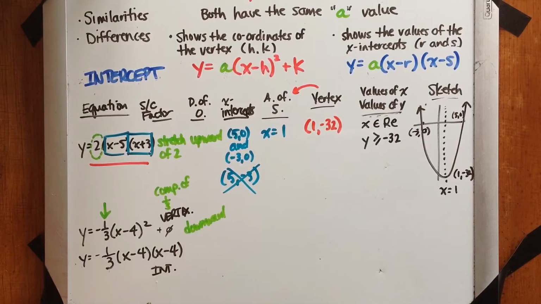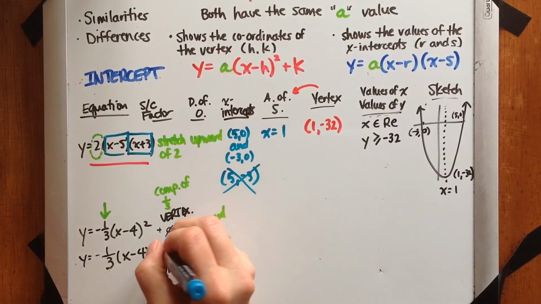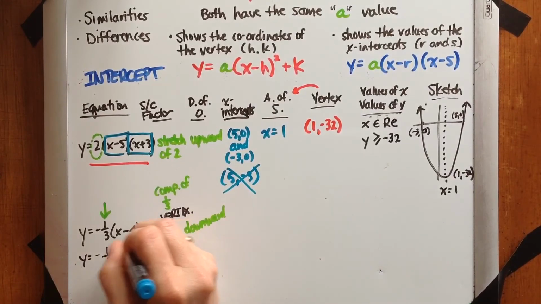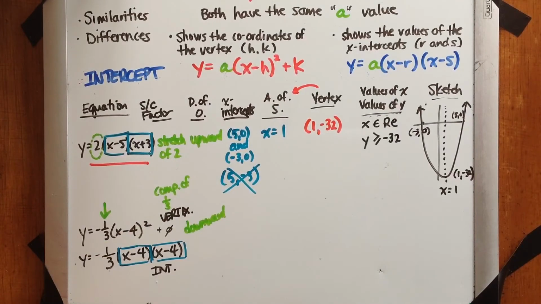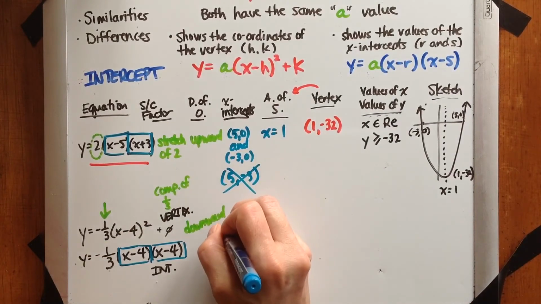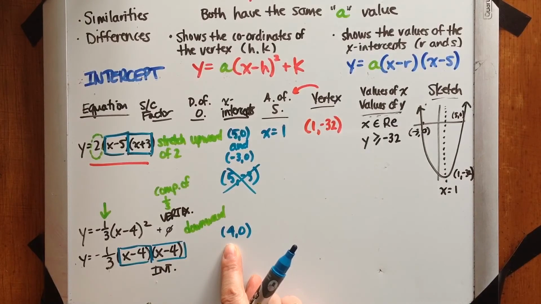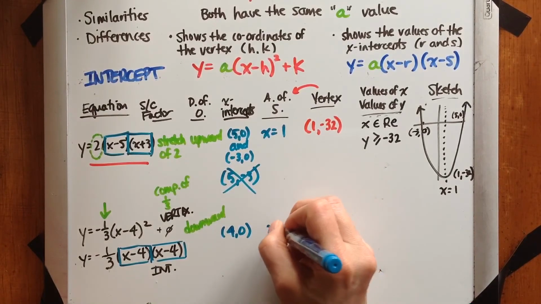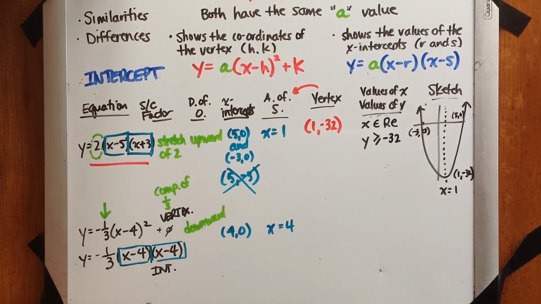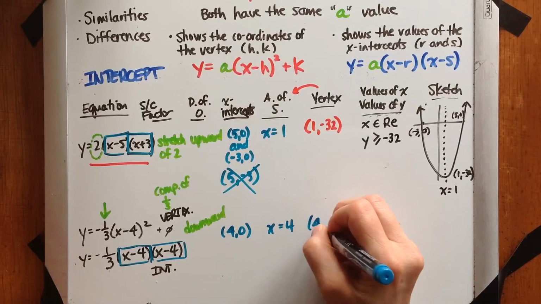What are our x-intercepts? Again, those come from this part of the equation right here. But because it's identical, that means there is only one x-intercept. It's at 4, 0. And we'll talk about that when we sketch it over here. If there's only one x-intercept, then that means the axis of symmetry has to also be x equals 4. And because there's only one x-intercept and it's sitting on the x-axis, that means the vertex must also be 4.